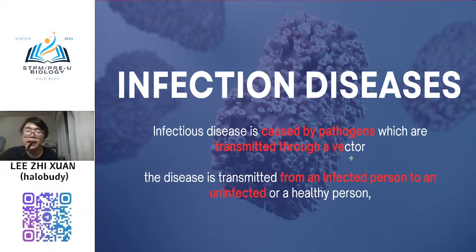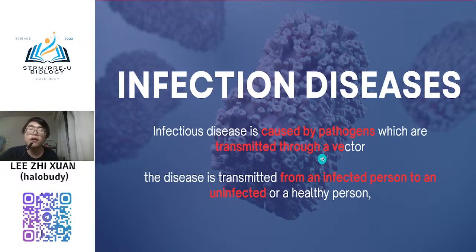Like dengue. We know that this disease is transmitted through the mosquito, right? The mosquito known as Aedes. This mosquito transmits the dengue virus into our body. So for dengue, if there is no Aedes mosquito, then you will never get this kind of disease, because only the female Aedes mosquito carries the pathogen, the virus, to transmit from the infected person to an uninfected person. So this is another keyword: the disease is transmitted from an infected person to an uninfected or healthy person.